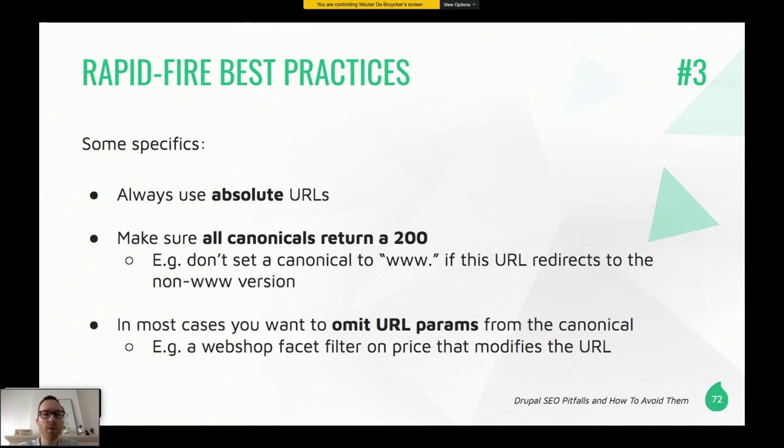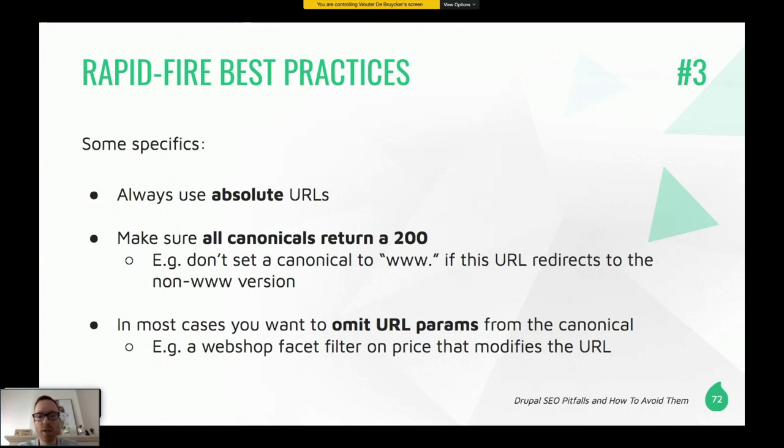You should always use absolute URLs in the canonical tag. This is something Google actually explicitly said, so you should use absolute URLs, not relative ones. You should also make sure that all these canonical tags return status code 200. Now, you don't want to set a canonical, for example, to a www version if that URL automatically redirects to the non-www version. Another example is that you have an HTTPS website, but your canonicals are set to the HTTP version, the non-secure version. So these will redirect to another page, so your canonical URL will not return 200. So make sure all your canonicals return status code 200.